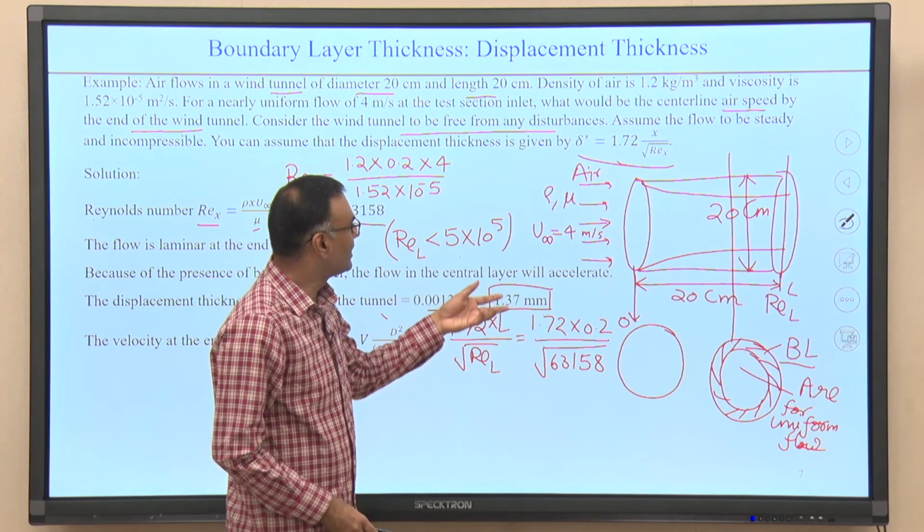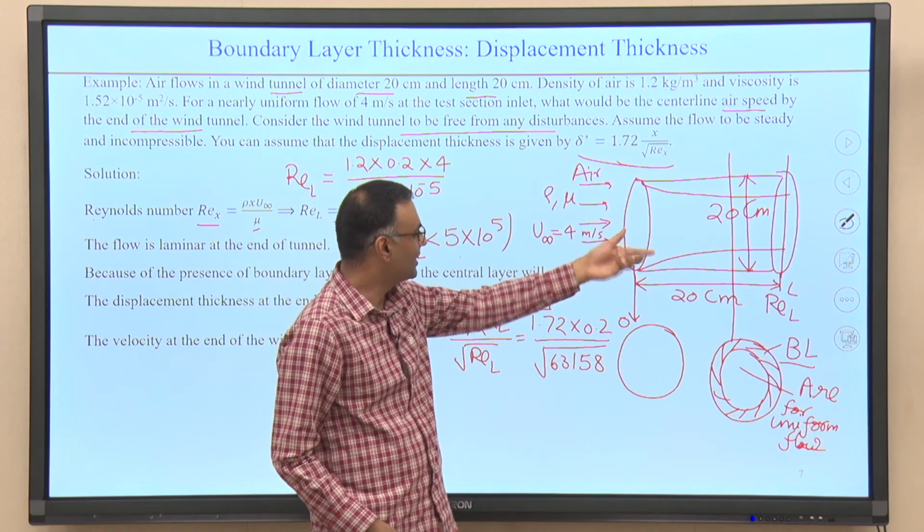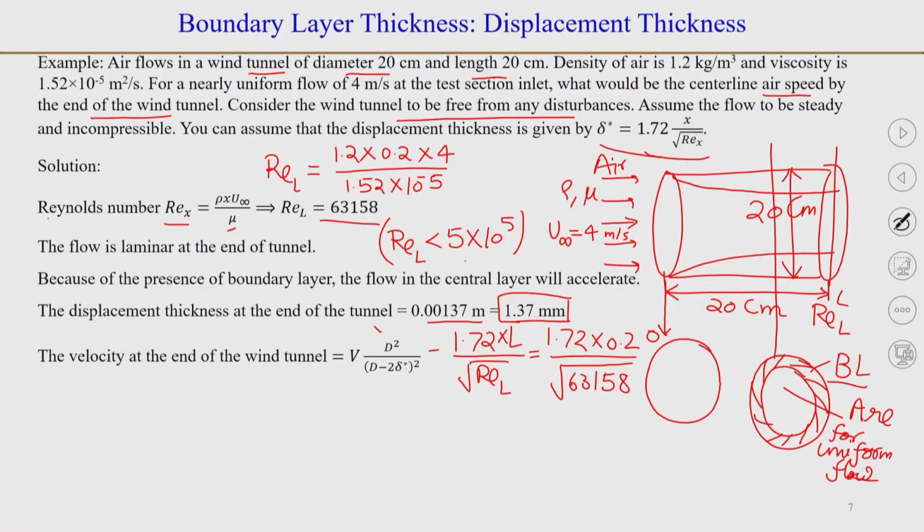So, in this flow where the diameter is 20 centimeter and the plate length is about 20 centimeters, the boundary layer has grown by a thickness of 1.37 into 3. So, 1.4 into 3, about 4.2 mm.